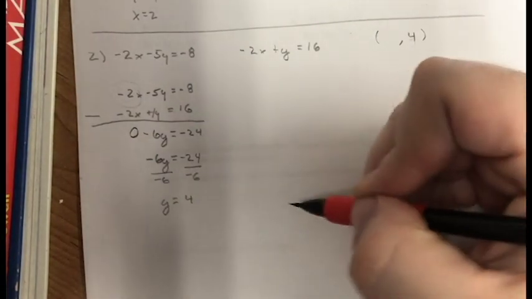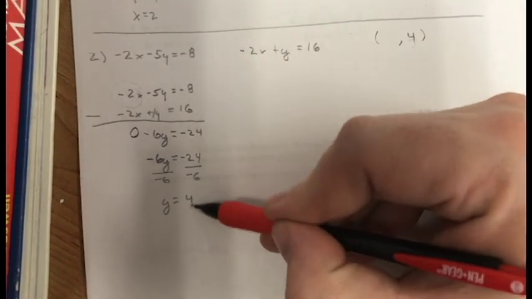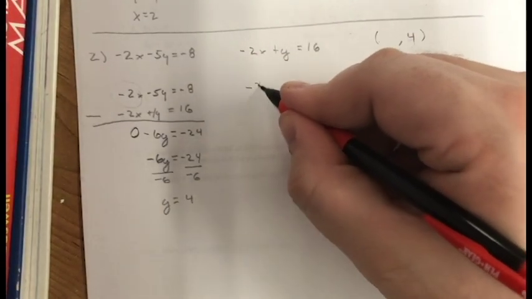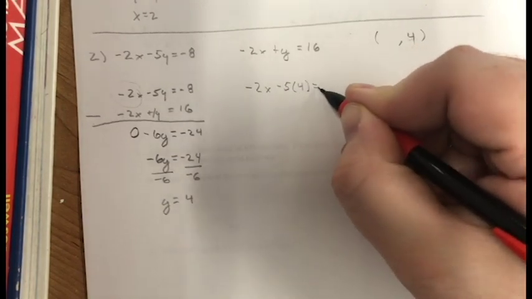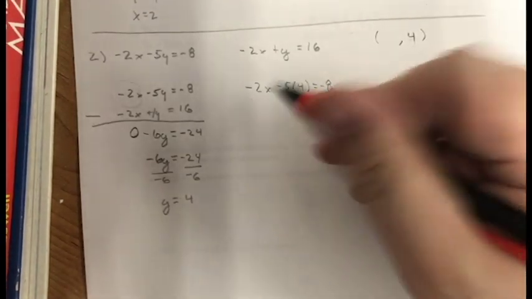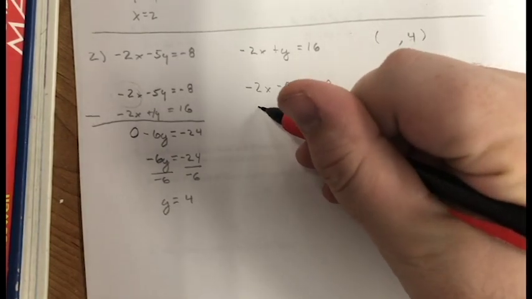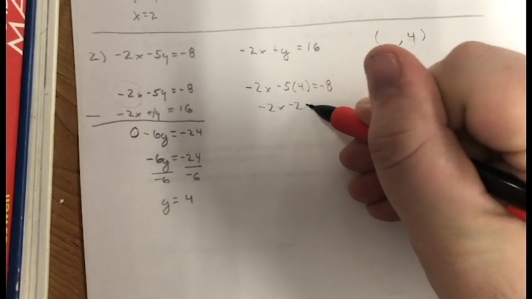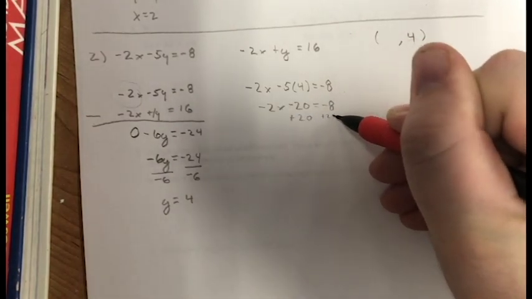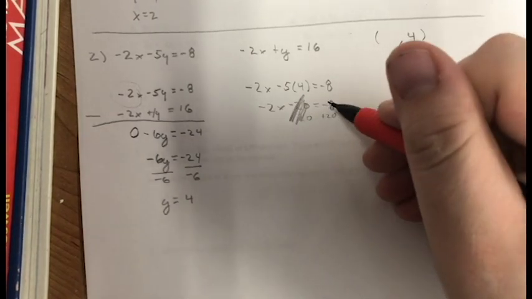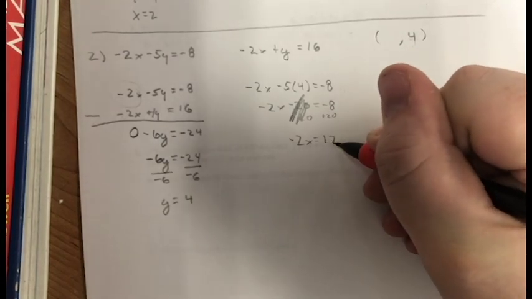And my job is to find out what x is. So I'm going to use this equation, and I'm going to plug y, which in this case is 4, into that equation. So negative 2x minus 5 times 4 is equal to negative 8. And my job is to solve for x. So let's do that. We're going to multiply here using the distributive property, and we'll get negative 2x minus 20 is equal to negative 8. I'm going to add 20 to both sides to cancel this out because we're using SADMEP, and I get negative 2x is equal to a positive 12.